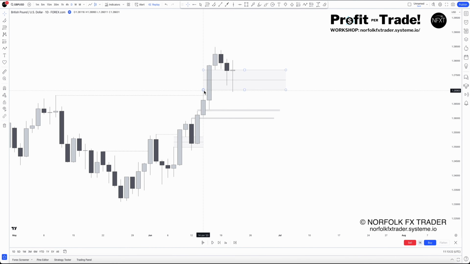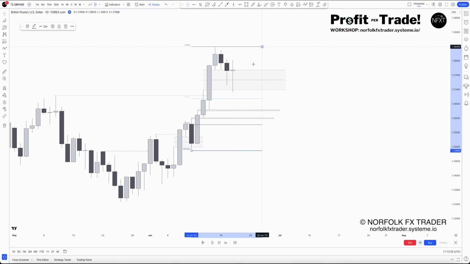Now we've wicked through to retest this low. Now remember, what did I say? If we mark this out, we've not even got to that 50%. So for me, I would not even be looking for a trade here. I want to see a pullback to this gap or even this gap here.